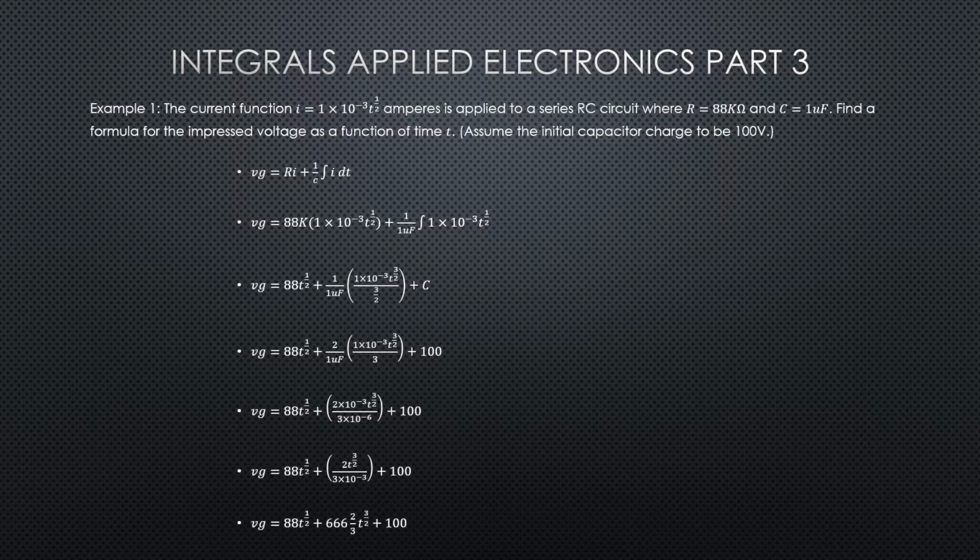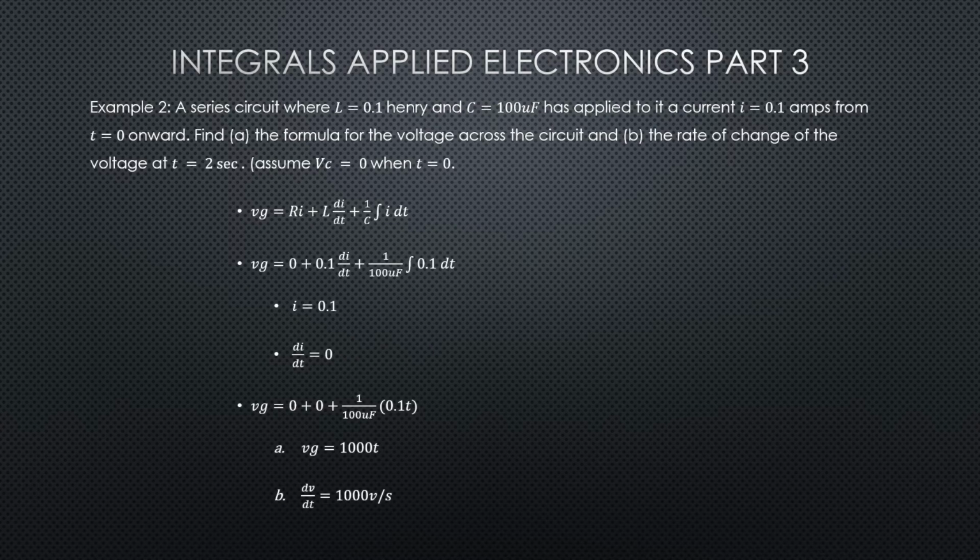Now we take the integral of I dt, and when we do that, we need to put a plus C. Our plus C is the 100 volts, and so now we can just simplify our formula, and we get Vg is equal to 88t raised to the half power plus 666 2/3 times t to the 3/2 power plus 100.